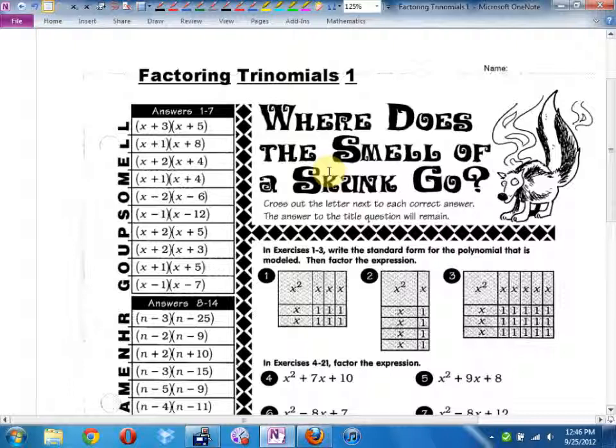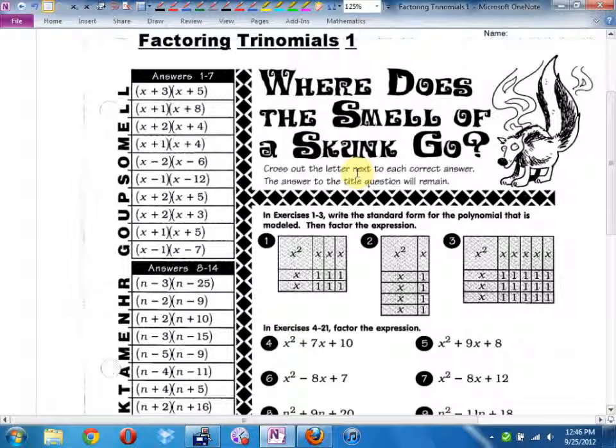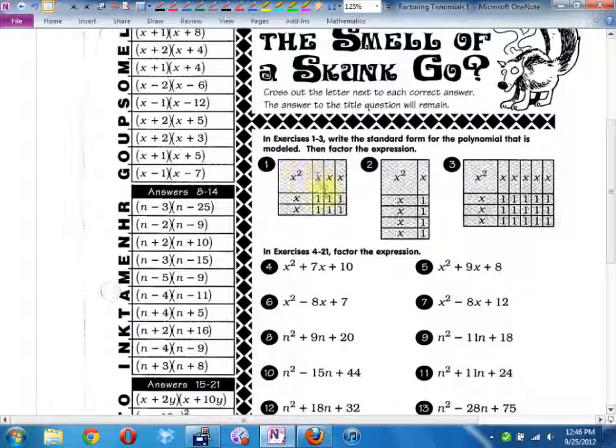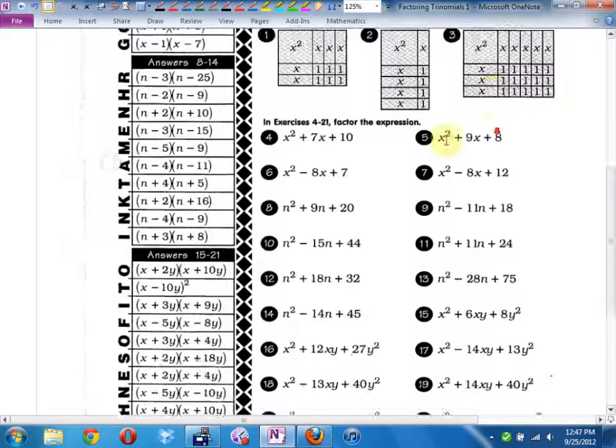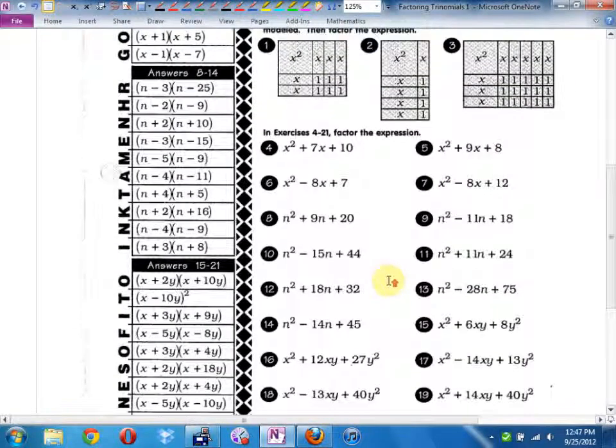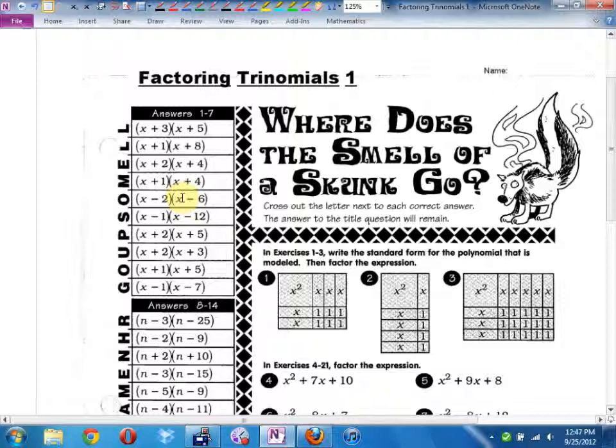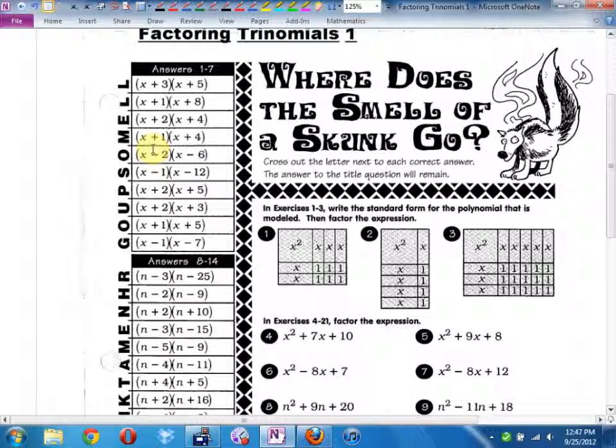This first one, I know you're all dying to find out where does the smell of a skunk go. I think if you write small, you can write right on here. You don't have to. You can do it on a piece of paper if you want to. It's completely up to you. First of all, number one wants you to write out the standard form for the polynomial and then factor it. In other words, they want you to write out for number one that it's x squared plus 5x plus 6 and then factor it. Same with number two, same with number three. Then factor the rest of these. When you find an answer, cross out the letter next to the correct answer, and the answers to the title will remain. If you're not sure how that works, ask me.